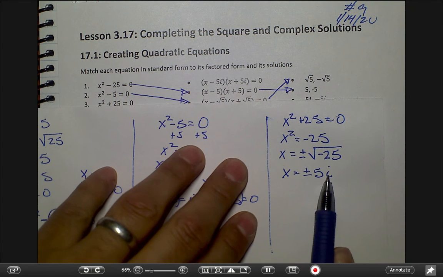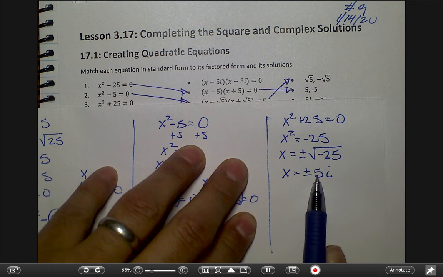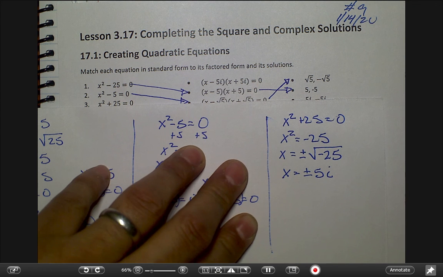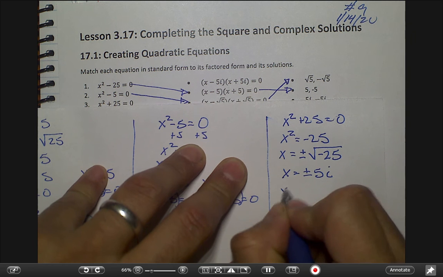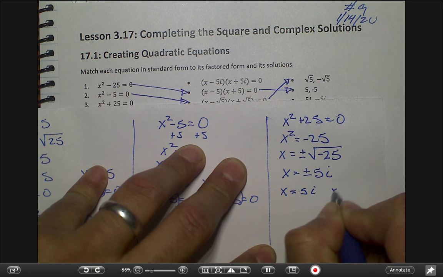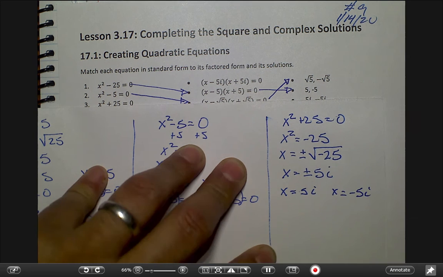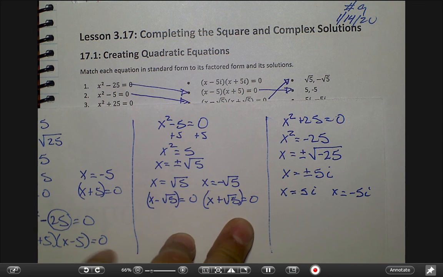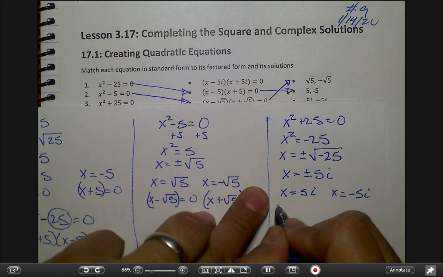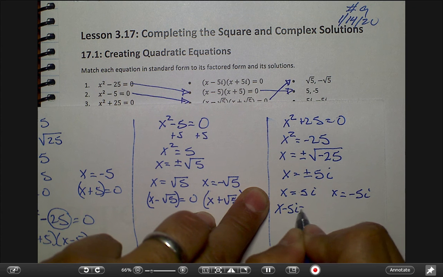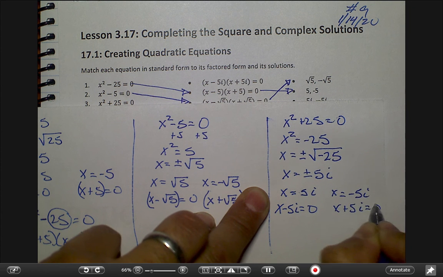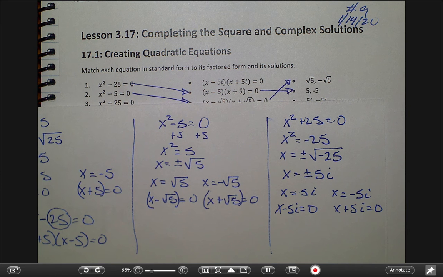This negative turns into i. This 25 turns into 5. And now turning it into a factor. So x equals 5i. x equals negative 5i. Right here, subtract 5i from both sides: x minus 5i is 0. x plus 5i equals 0.